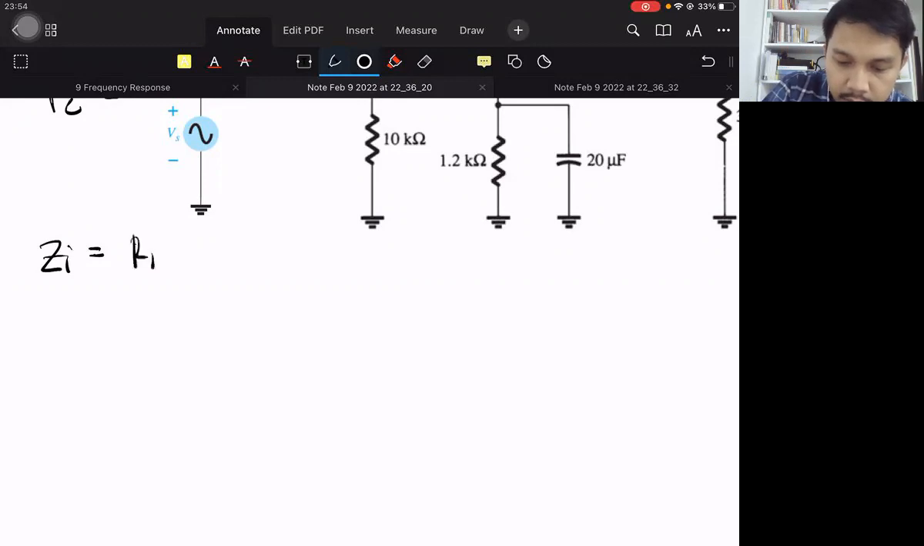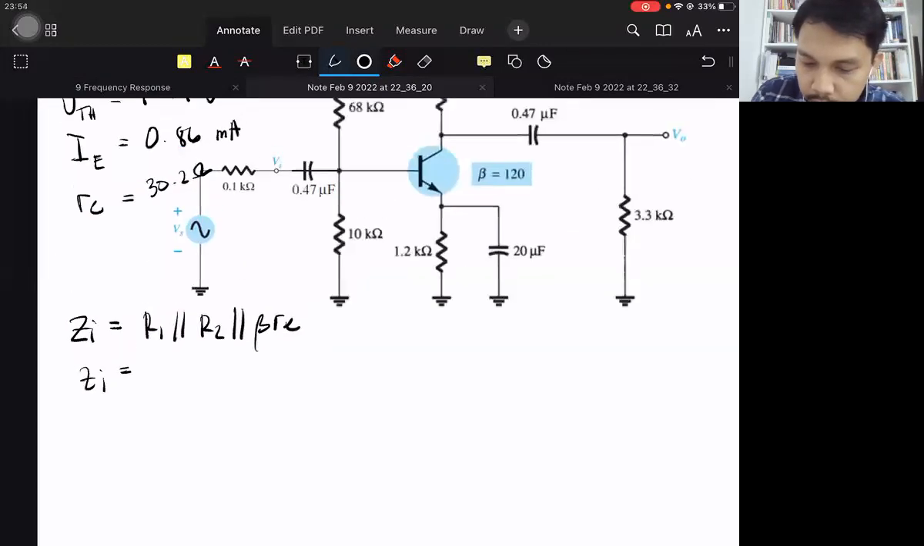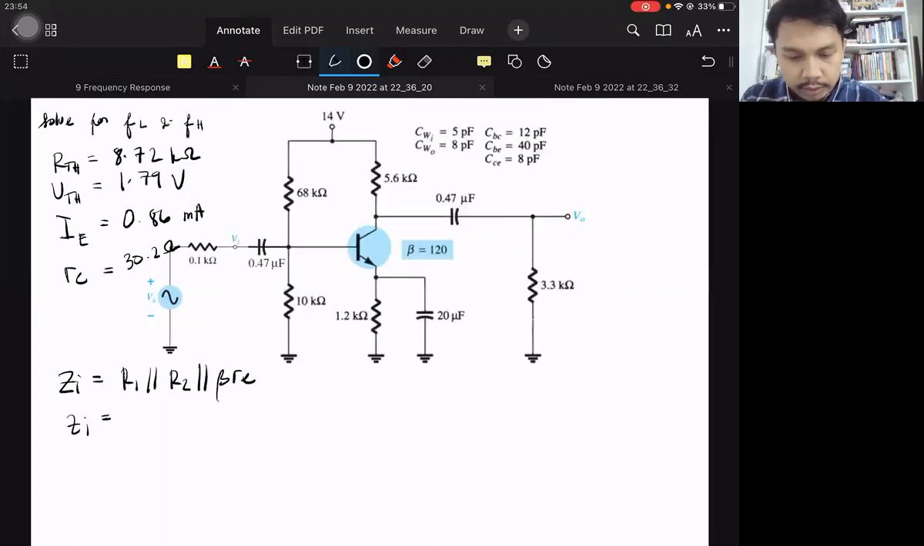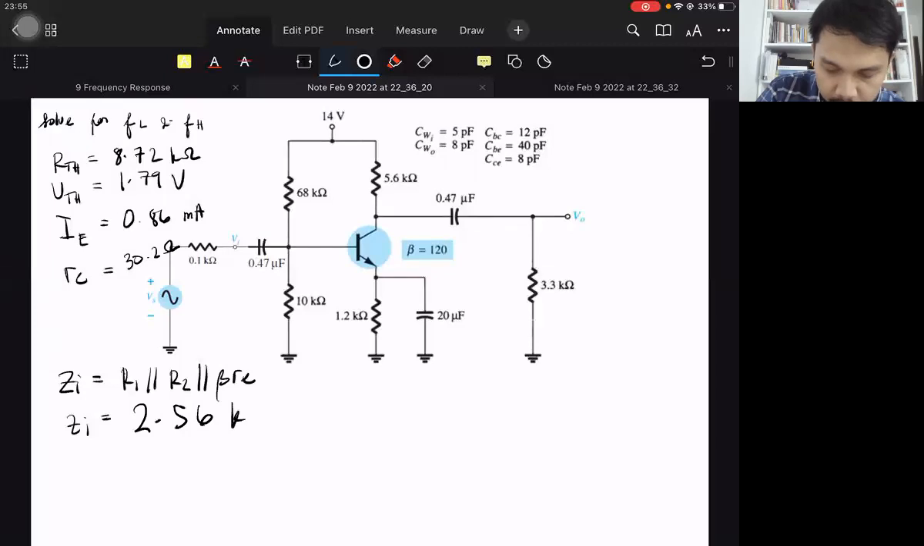ZI is R1 parallel R2 parallel beta RE. So R1 is 68, R2 is 10, RE is 30 times beta is 120. So 1 over 68 plus 1 over 10 plus 1 over beta 120 times 30.2. That is approximately 2.56 kilo ohms.